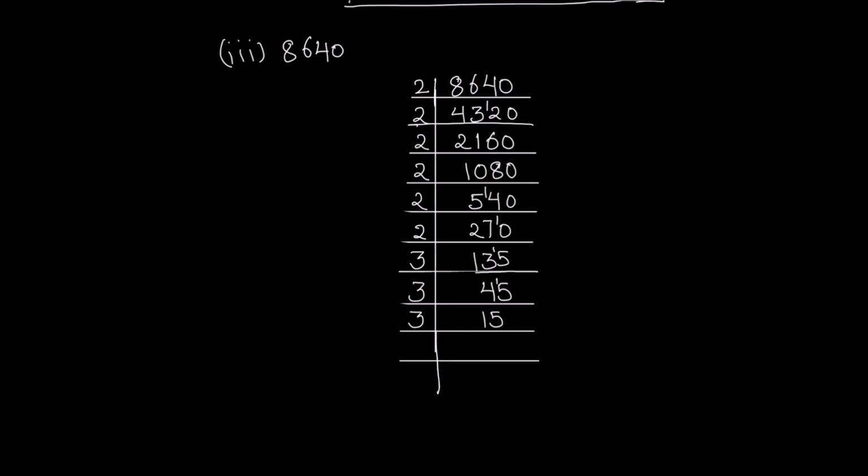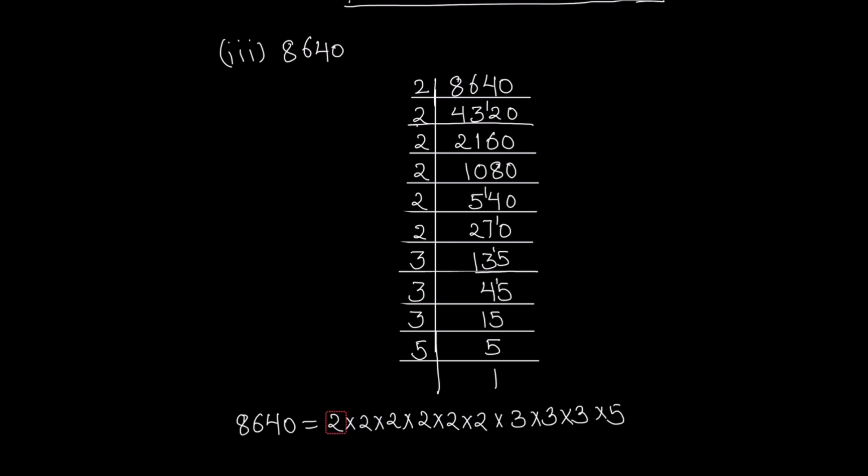15 is divisible by 3, 3 times 5 is 15 and 5 is a prime number, it is only divisible by 5, 5 times 1 is 5. We got the factors of 8640. We'll write all the factors, so that's 2 times 2 times 2 times 2 times 2 times 2 times 3 times 3 times 3 times 5.